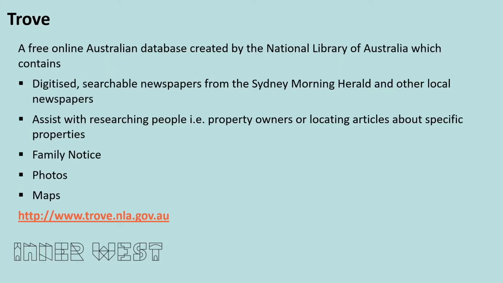Trove, a free online Australian database created by the National Library of Australia, which contains digitised searchable newspapers from the Sydney Morning Herald and other local newspapers. It can assist with researching people, such as property owners, or locating articles about specific properties, family notices, photos, and maps.